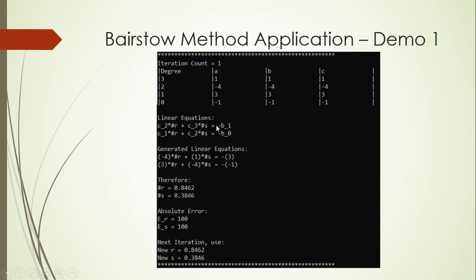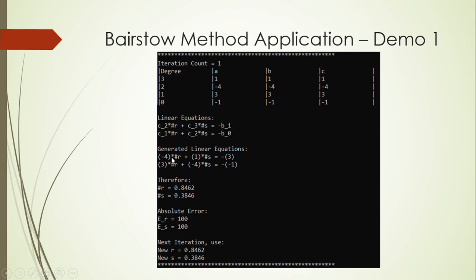As I mentioned, after computing the first iteration, we get the linear equations: c2 times the value of r plus c3 times the value of s is equal to minus b1. c1 times the value of r plus c2 times the value of s is equal to minus b0. The program only reads it as c underscore 2, but in reality it's actually c2 and c1, c3, c2, b1 and b2, and so on and so forth.